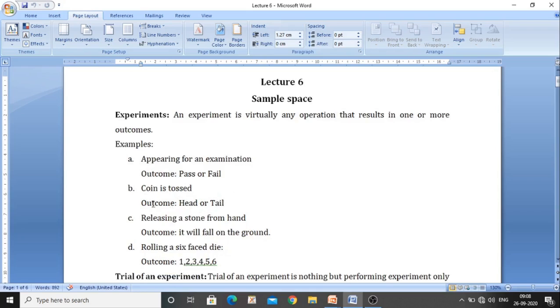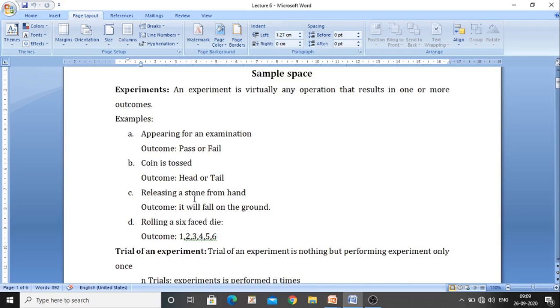Second experiment we can say tossing a coin. All of you know, on the ground you have tossed it many times, or whenever you bet with someone, you toss a coin. You will get either head or tail. Those are nothing but the outcomes, that is head or tail. So tossing a coin is an experiment. Or when you have a ball or a stone and you release it from some height, we know that it will surely fall down on the ground. So this outcome is fixed, that is it will fall on the ground.